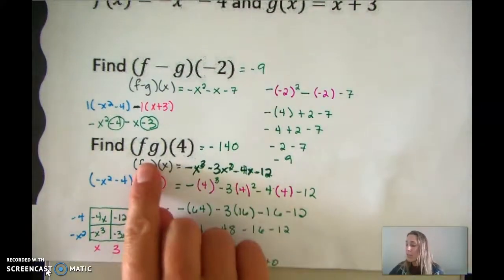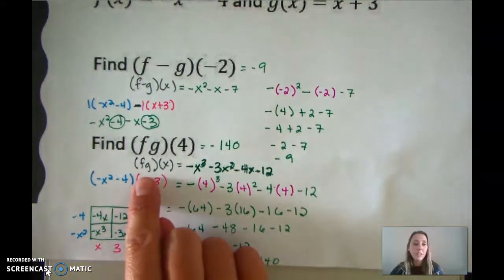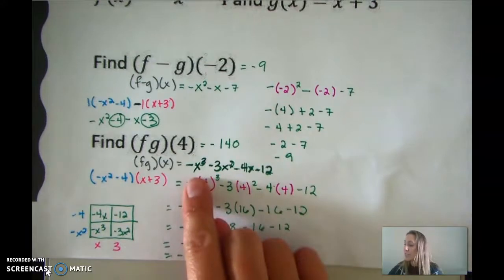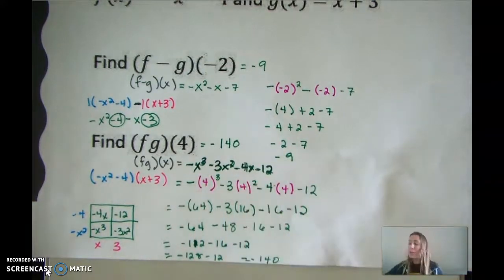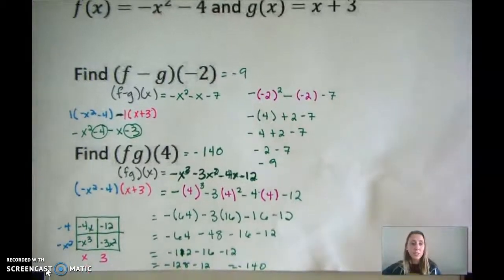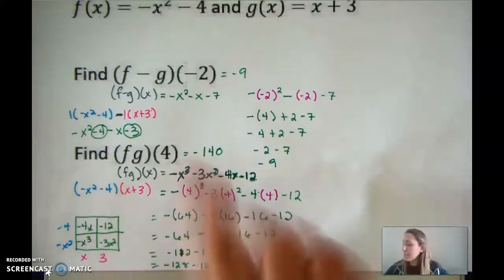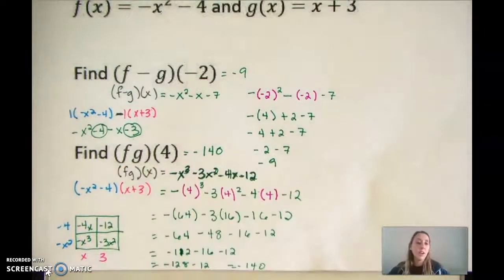Same with this one, f times g of 4. First thing I did was find f times g of x, which was negative x cubed minus 3x squared minus 4x minus 12. Again, all of my work is here so you can follow it. Please let me know if you have any questions. That is the end of the lesson for today. So if you have any questions, please let me know. The answer to this for f times g of 4 is equal to negative 140.